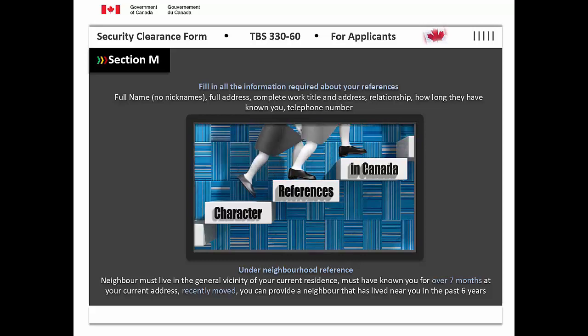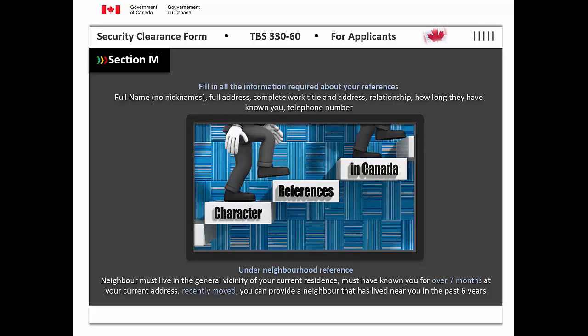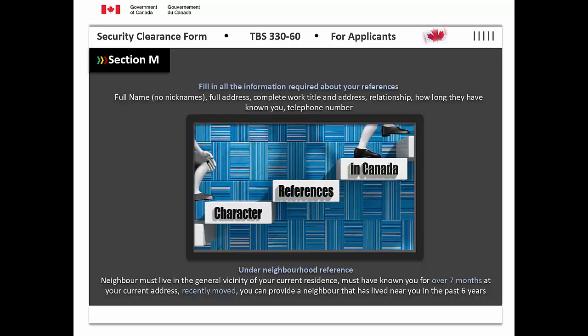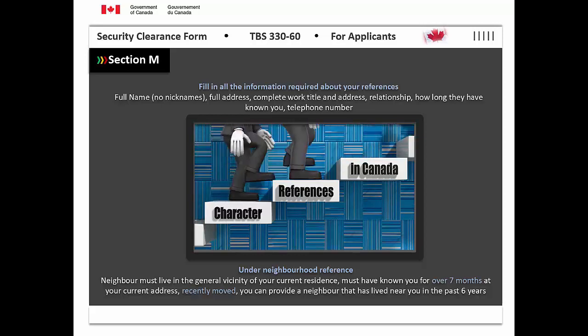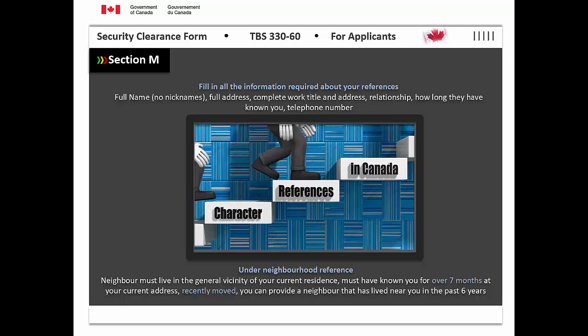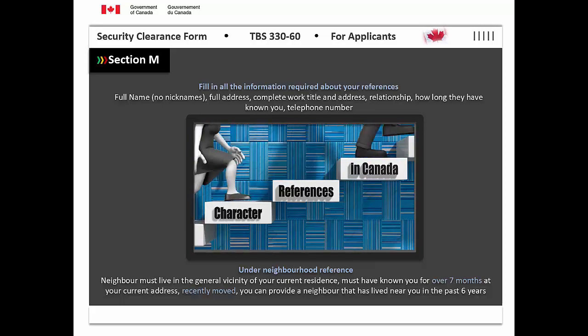Under neighborhood reference, your neighbor must live in the general vicinity of your current residence and must have known you for over 7 months at your current address. If you have recently moved, you can provide a neighbor that has lived near you in the past 6 years.